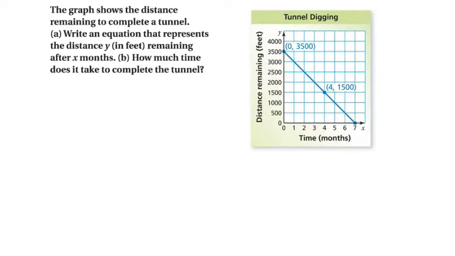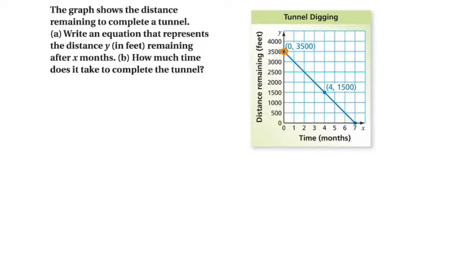This problem shows a real-life situation for the use of an equation in the slope-intercept form. We are digging a tunnel, and it's going to take us a certain number of months to finish digging the tunnel. When I start digging the tunnel, I am 3,500 feet from my finishing point, or my distance remaining is 3,500 feet.